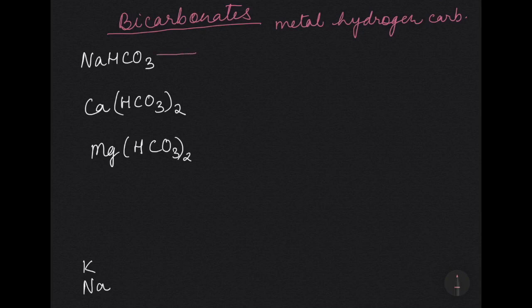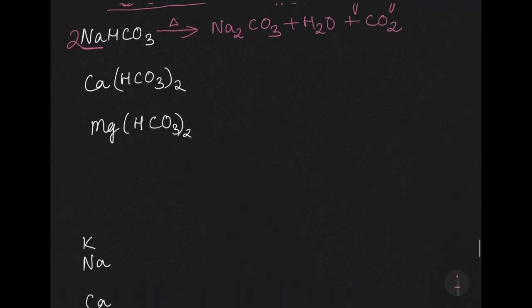So when we heat it, we are talking about thermal decomposition. So what will we get? We will get the carbonate, metal carbonate. So in this case, the metal is sodium. Then we get water and carbon dioxide. Okay, to balance, we put a 2 in front here.